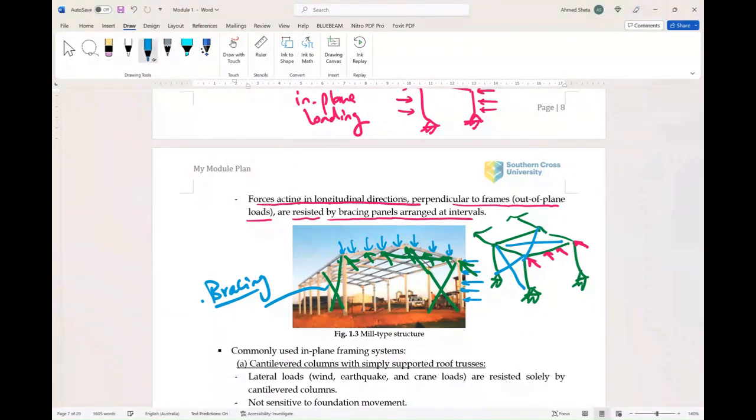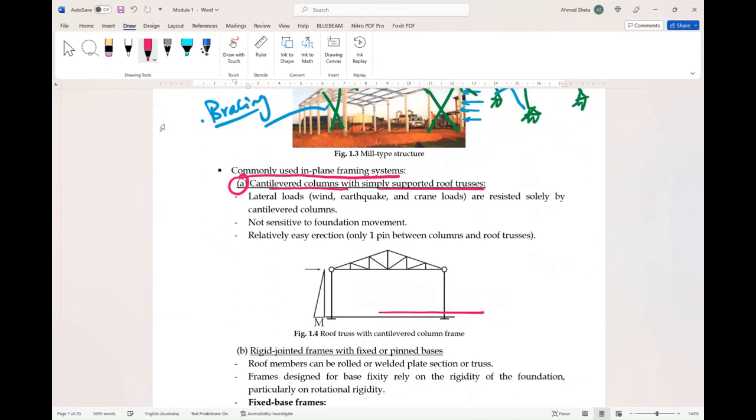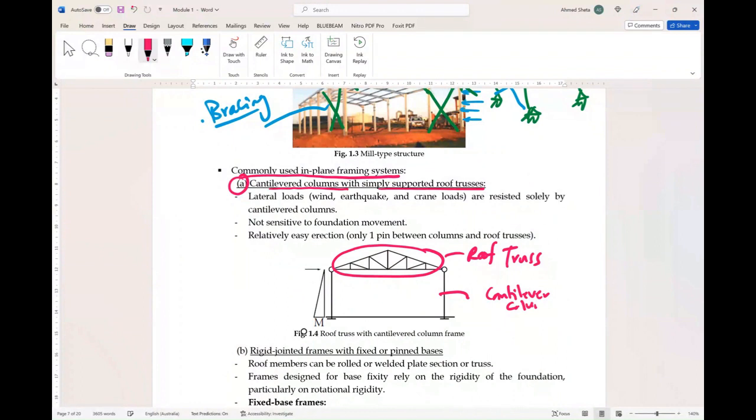There are some commonly used in-plane framing systems. The first one is cantilevered columns with simply supported roof trusses, as in the figure. So this is the roof truss, and this is the cantilever column. It is fixed at the bottom, so the moment on this column will be something like this.